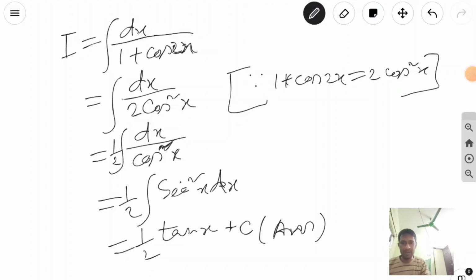Here I can write the rule. Since 1 divided by cos square x equals sec square x.